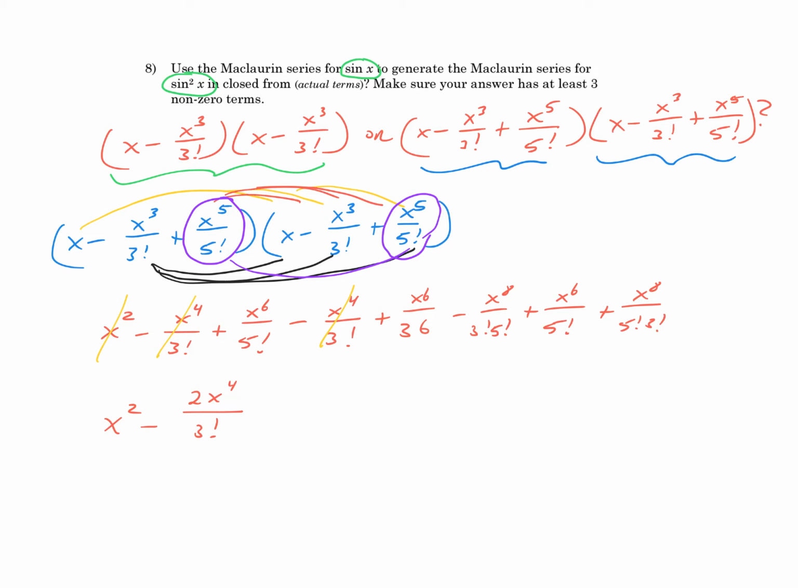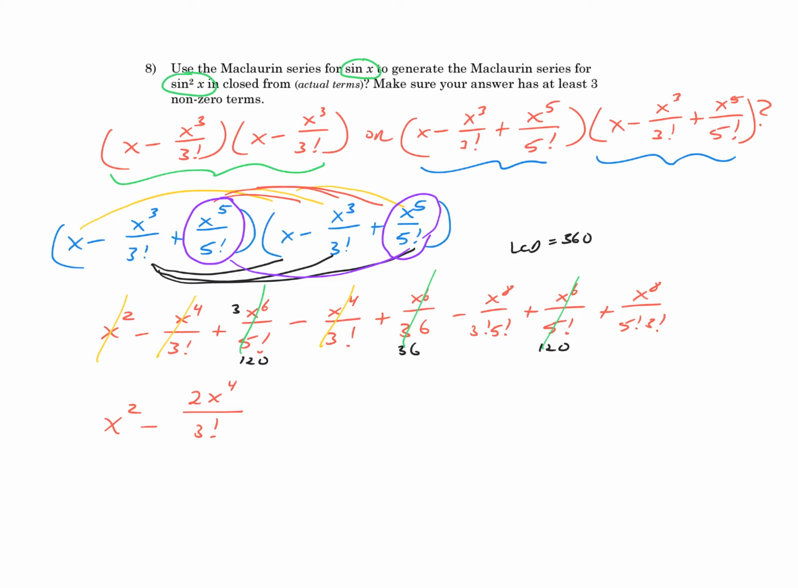Maybe I'll do that in green. So I got that, that, and that. I'm going to have to common denominator that, aren't I? Ew, old school arithmetic. So what's 5 factorial? That's 120. That's 36, that's 120. Common denominator is 360. So what is this?